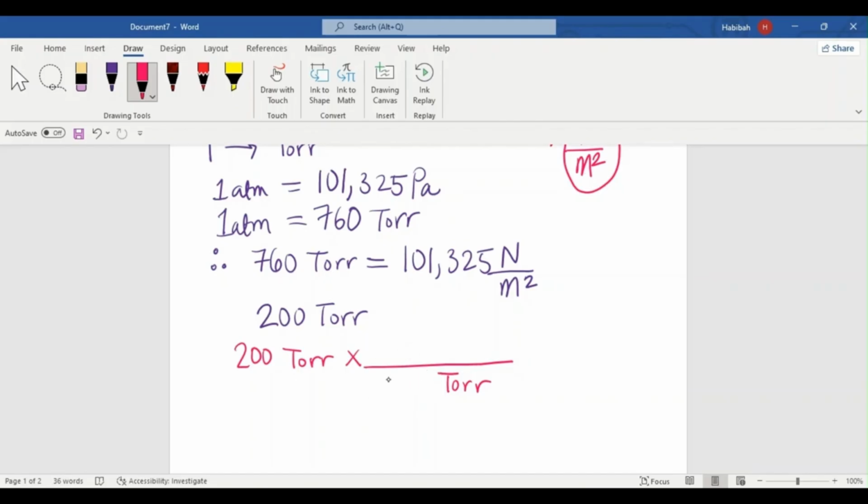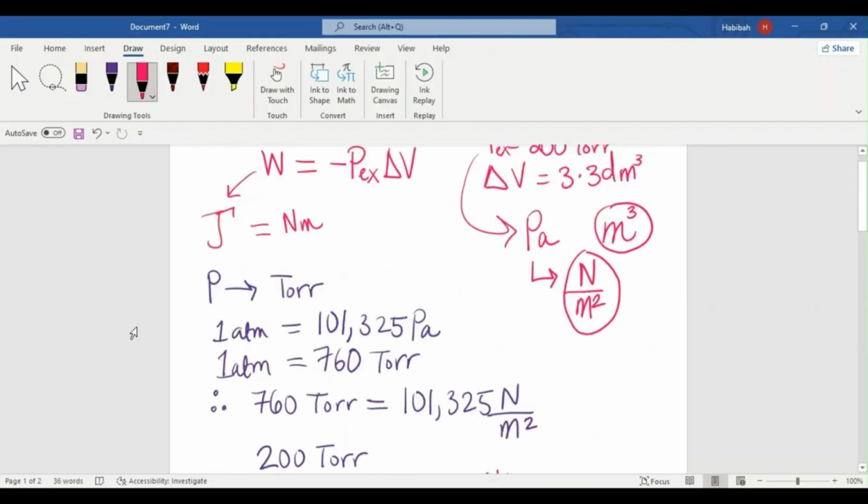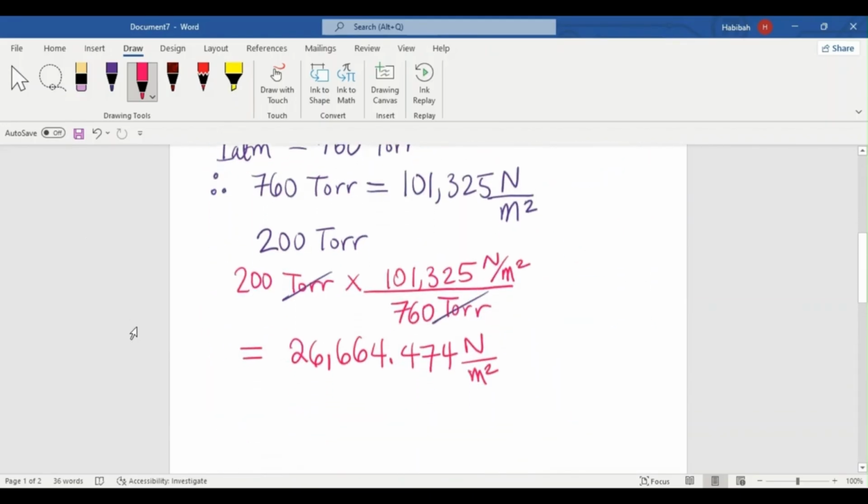So we're going to put 760 at the denominator and then 101,325 Newton per meter squared, or you can just call it pascals. So torr cancels torr: 200 divided by 760 times 101,325 Newton per meter squared. All of that information is supposed to give you 26,664.474 Newton per meter squared. So this is basically what you're going to have. Now we've been able to successfully determine what the pressure is.